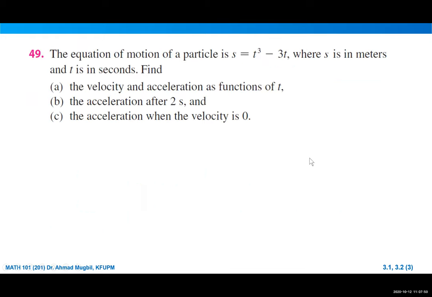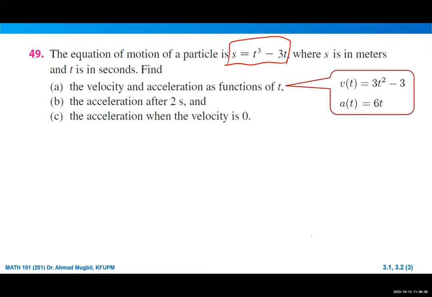Let's go and have another one. This one also is clear, Shabab. When you have the equation of the function of the motion, here we have the position function, you need to find the velocity and the acceleration. So what you will do, you will differentiate. The velocity will be the derivative of this one, 3t squared minus 3. And the acceleration is the derivative of the velocity, which is the second derivative of the position.